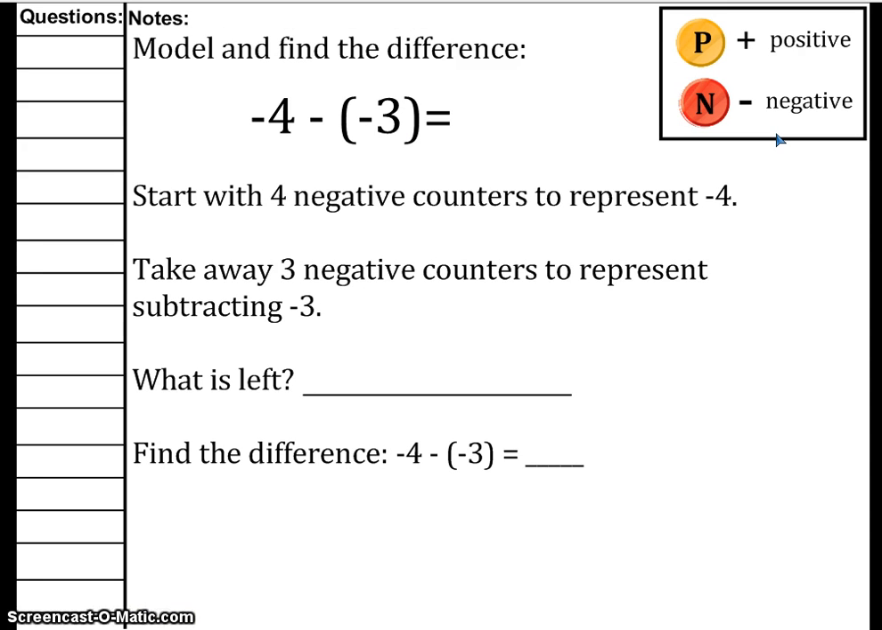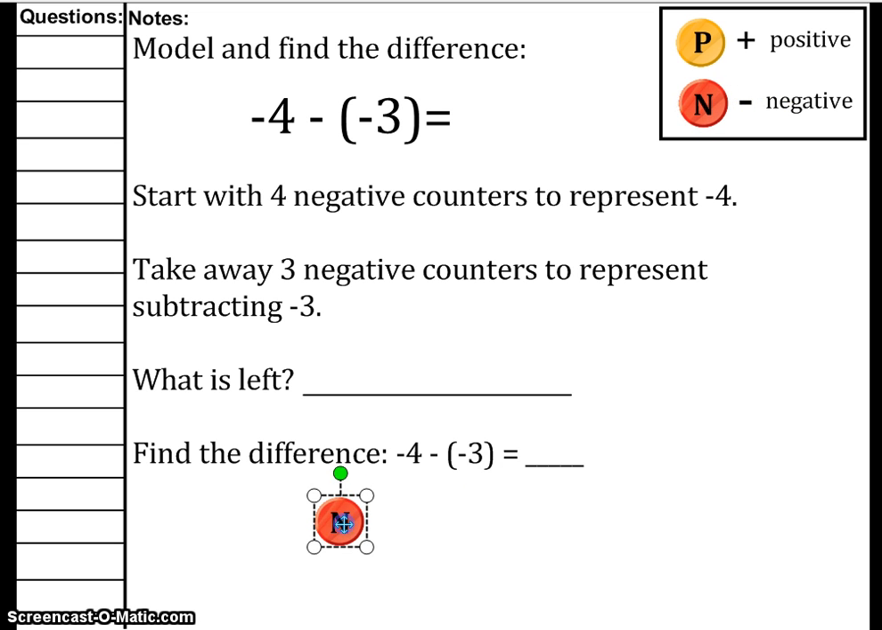I'm going to try to show you using the colored chips. So let's see if you can get it that way. Here we have negative 4 minus negative 3. Well, negative 4, we're going to start with 4 negative counters to represent the integer negative 4.